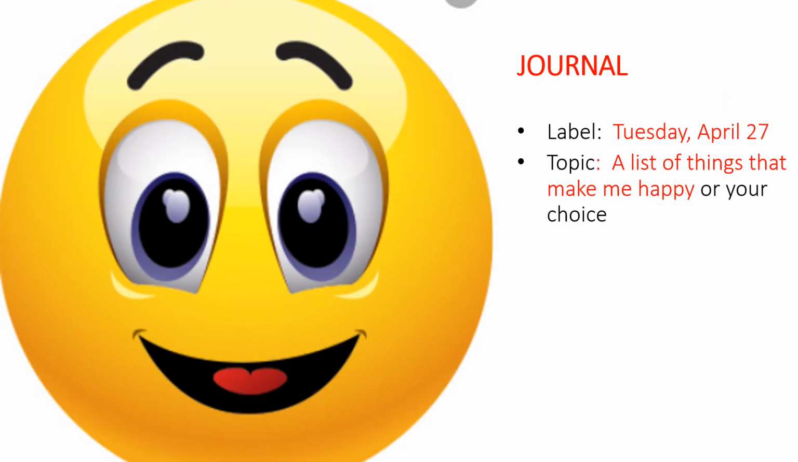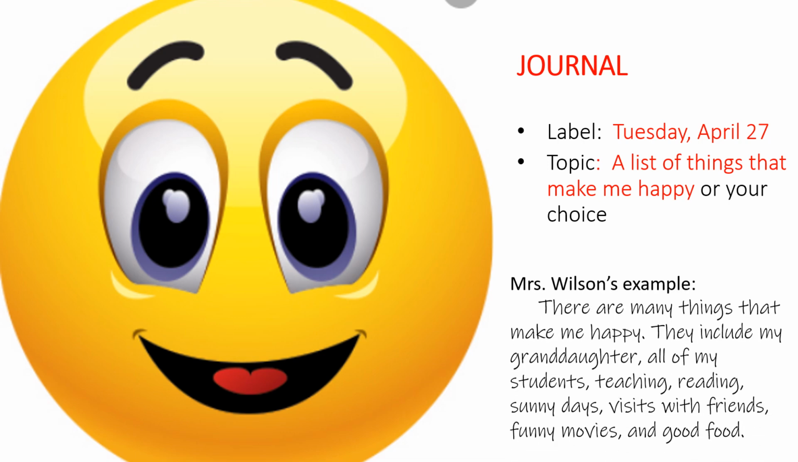In your journal today, you need to label it Tuesday, April 27th, and the topic that I have chosen, a list of things that make me happy, or you can write about your choice again. So this is what I put. There are many things that make me happy. They include my granddaughter, all of my students, that's you guys. Teaching makes me so happy. Reading, sunny days, visits with friends, funny movies, and good food. What are some of the things that make you guys happy?